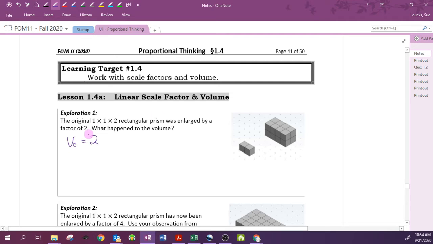There's 2 cubes, right? And the volume of the image, so this is the original, sorry, and this is the image. And the image has got 8 times 2, 16. It's made of 16 cubes. So it's 8 times as large. And the volume scale factor is the linear scale factor cubed, because 2 cubed equals 8.